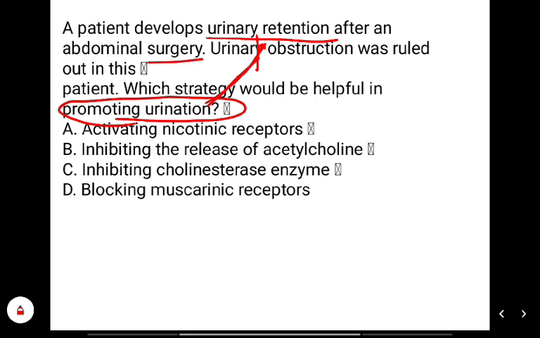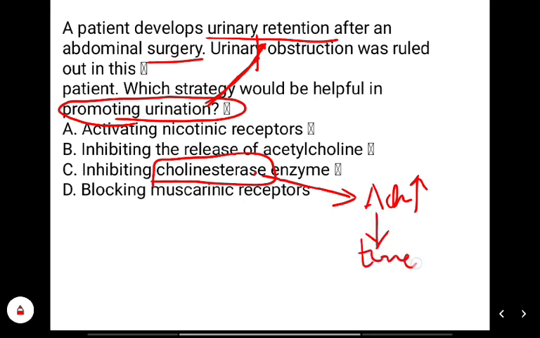If inhibiting the cholinesterase enzyme, what will happen? It leads to the breakdown of acetylcholine. If you inhibit the breakdown, acetylcholine will increase. Acetylcholine can increase the tone of detrusor muscle in the urinary bladder. There are no nicotinic receptors in the detrusor muscle, therefore activation of nicotinic is not helpful.